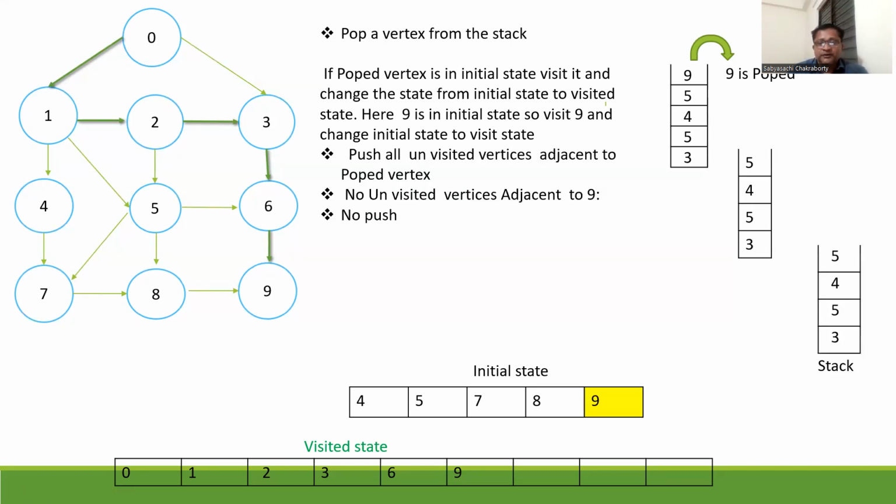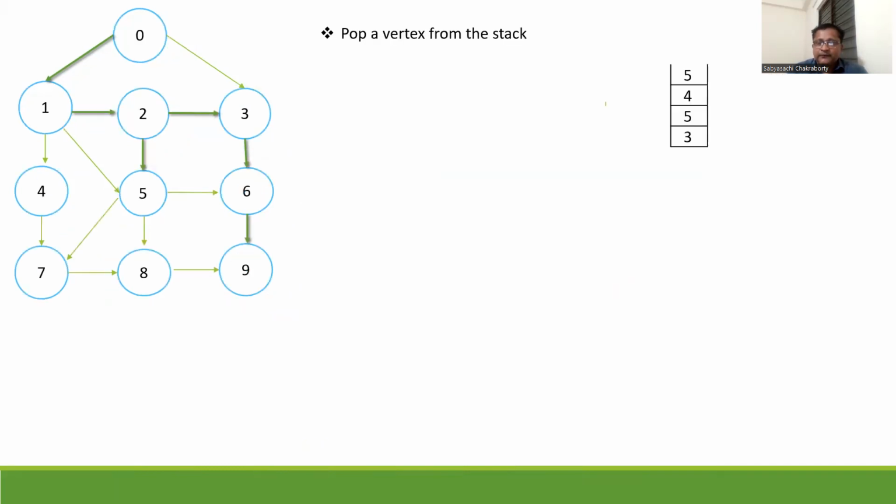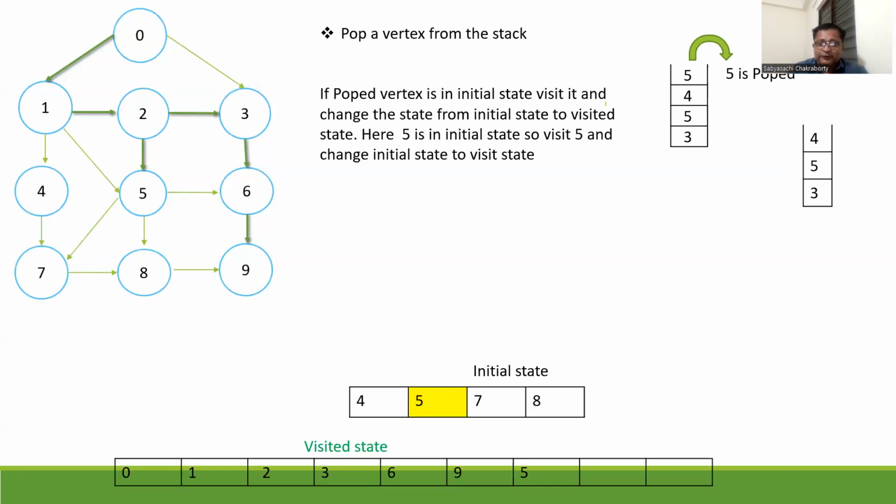So no push will take place. No unvisited vertices adjacent to 9 we can find, or we can find no outgoing adjacent vertex of 9 at all. So it is not pushed. The 9 will not be pushed, only visited. After that, we are having 5, 4, 5, 3. We popped out 5. After popping out 5, the stack is left with 4, 5, and 3. So 5 is explored.